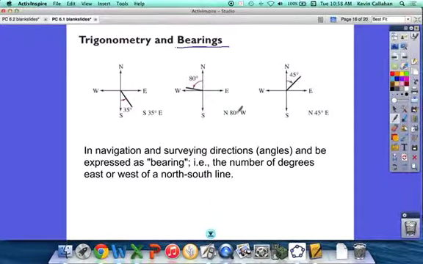Right. North 80 degrees west means you go north and 80 degrees to the west. That's the angle that they're talking about. Right. North 45 degrees east. So they're going north 45 degrees to the east. It's just a way of giving you an angle.